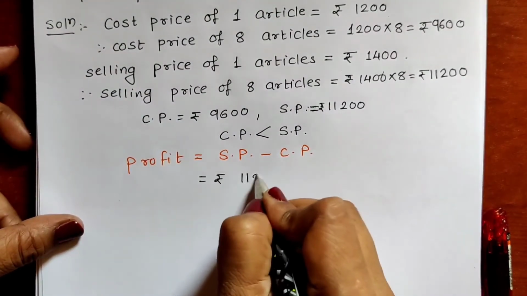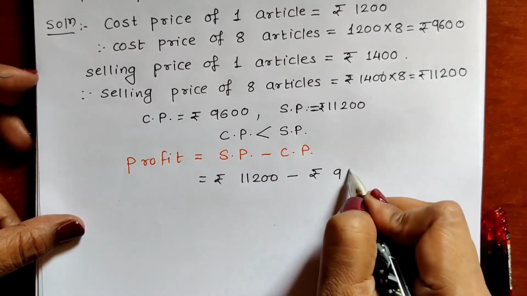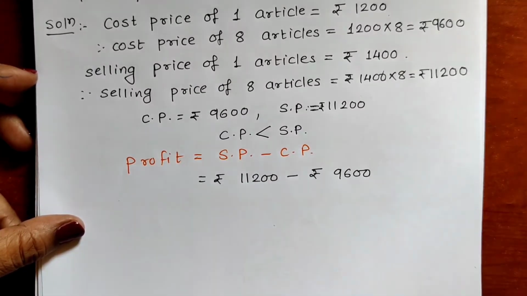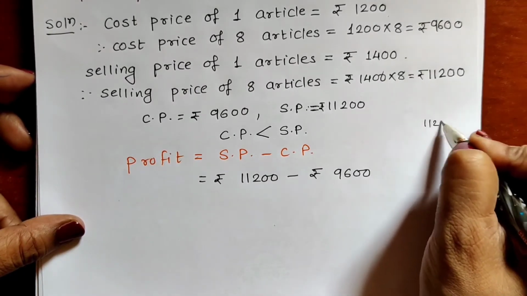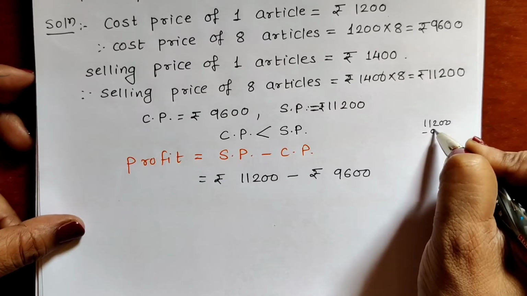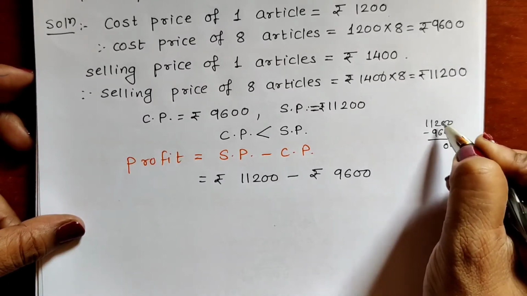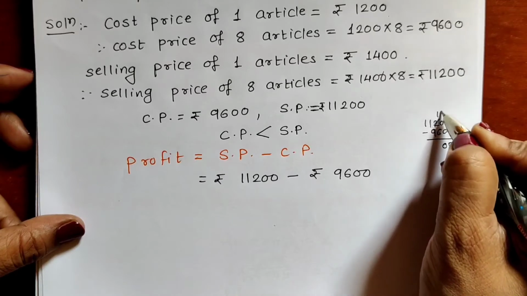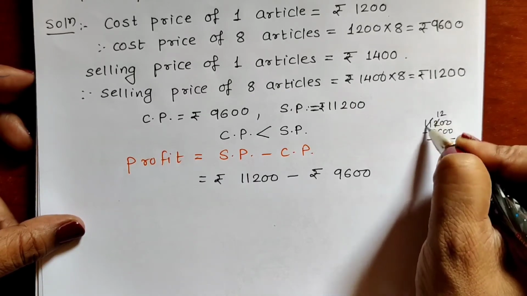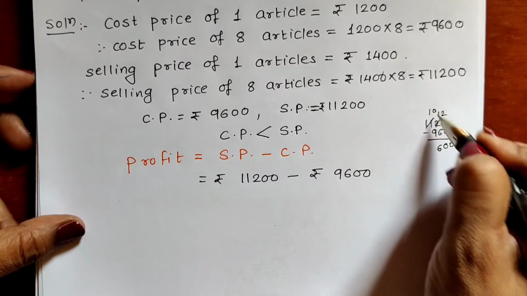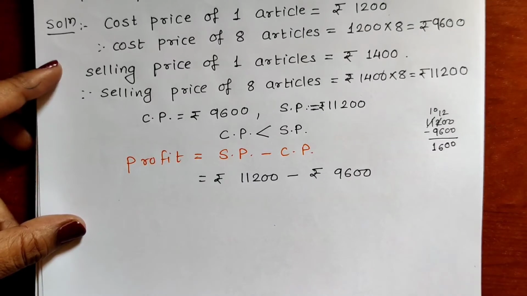Rupees 11,200 minus how much cost price is there? Rupees 9,600. So let us subtract 11,200 minus 9,600. 0 minus 0, 0; 0 minus 0, 0; 2 minus 6 cannot be done. We have to write 12. 12 minus 6 is 6. This 11 will become 10. 10 minus 9 is 1.